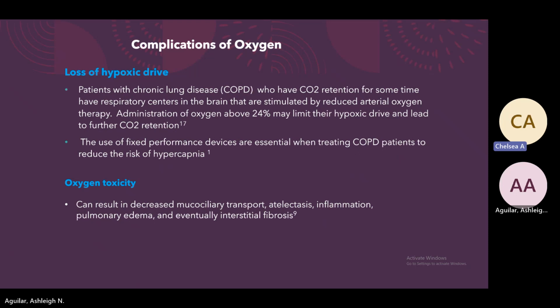So some other complications of oxygen include loss of hypoxic drive and then oxygen toxicity. Patients with chronic lung disease who have had CO2 retention for some time have respiratory centers in the brain that are stimulated by a reduced arterial oxygen level. Administration of oxygen above 24% may limit their hypoxic drive and lead to further CO2 retention. And then also the use of fixed performance devices is essential when treating COPD patients to reduce the risk of hypercapnia. Oxygen toxicity can result in decreased mucociliary transport, atelectasis, inflammation, pulmonary edema, and eventually interstitial fibrosis.